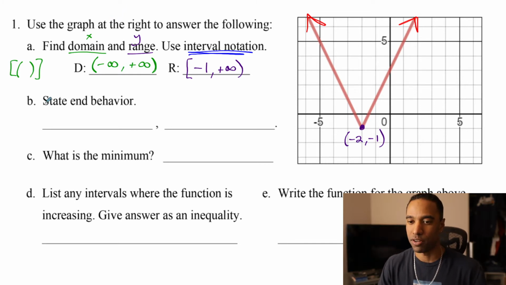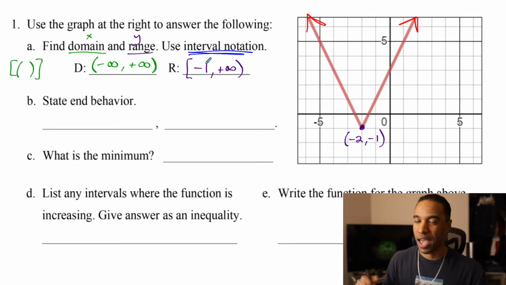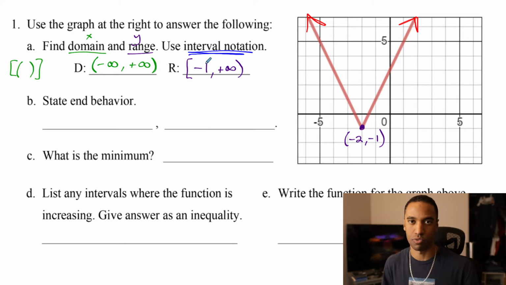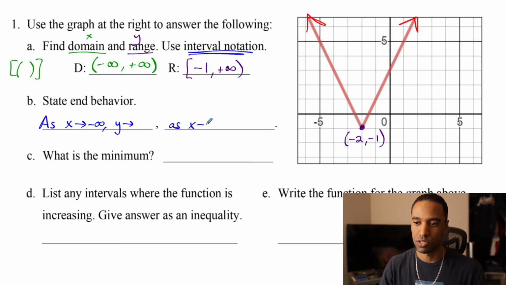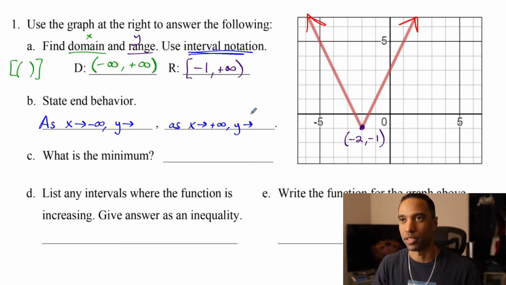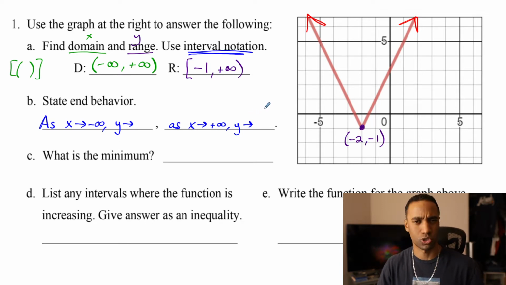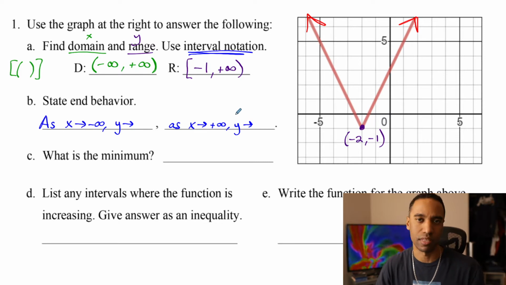Okay, state end behavior, part B. Now, end behavior has to do with what does y do as x goes forever left and as x goes forever right. So what I'm first going to state here on both of these is as x approaches negative infinity, y approaches blank. And then we're going to say as x approaches positive infinity, y approaches blank as well. This is used a lot when you do higher order polynomials and absolute value functions as well. When you use squares and cubics and stuff like that, you'll be using this a lot as well. And there's a way to notice it, not just from the graph, but the equations.